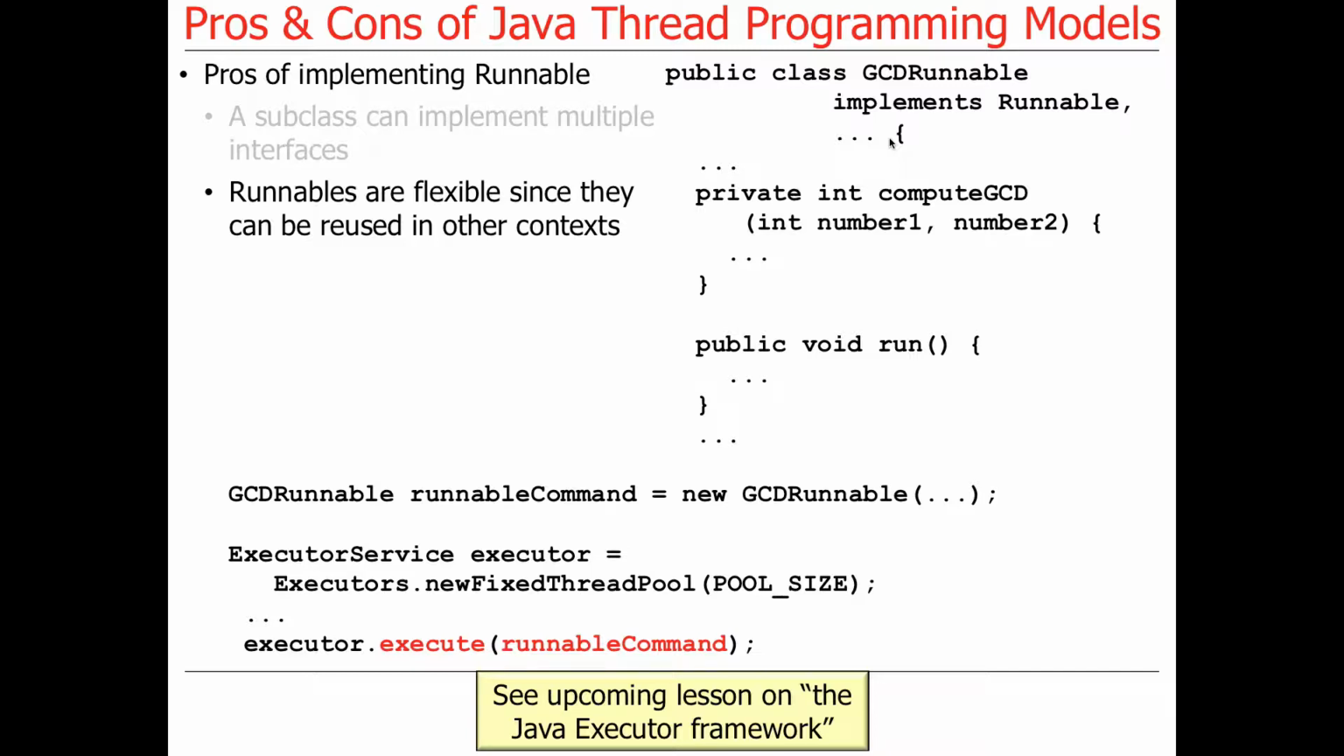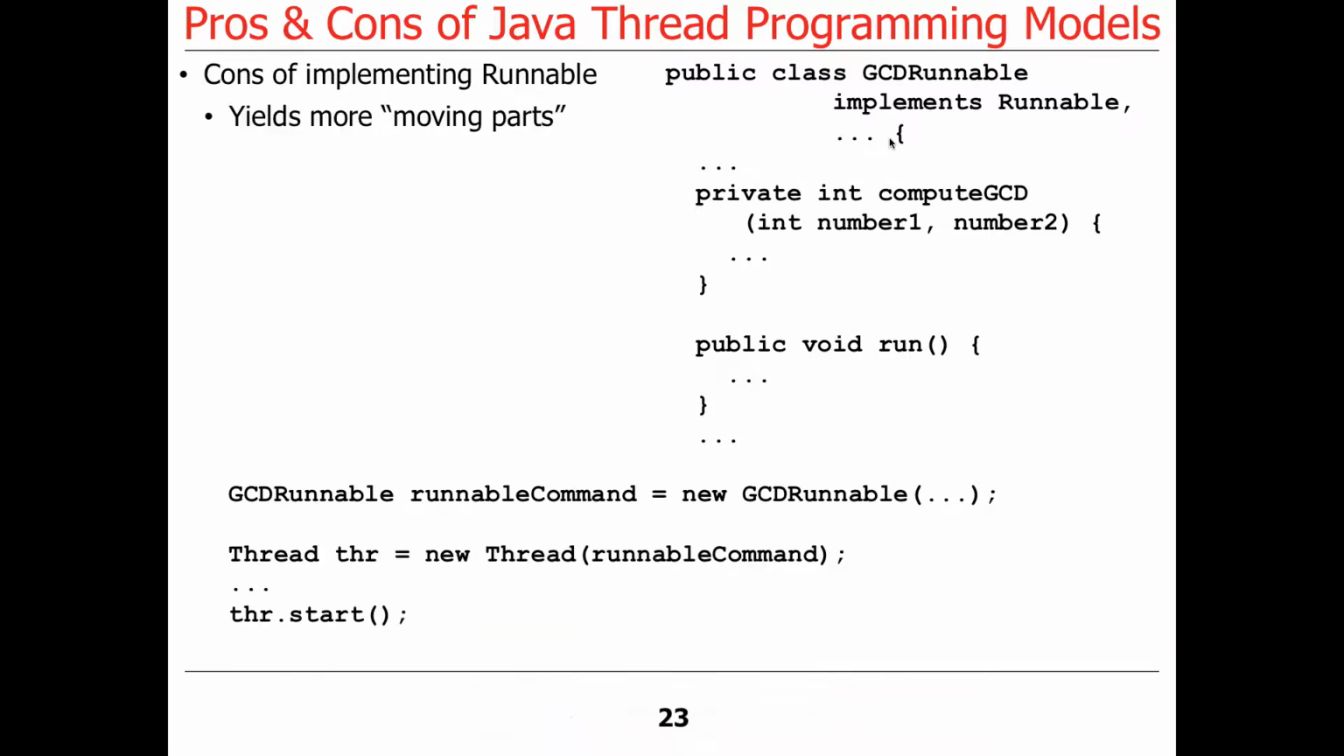So Runnables give us this opportunity to run them in a different context, whereas threads are kind of bound. When you extend from a thread, you're kind of bound to using it with that thread and starting that thread, whereas Runnables give you more flexibility. So that's one of the benefits of using Runnables.